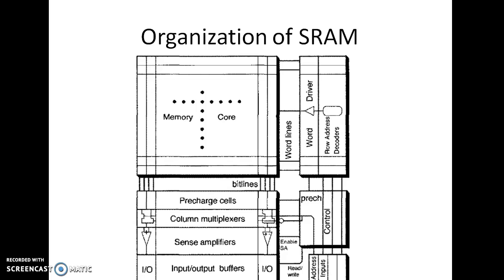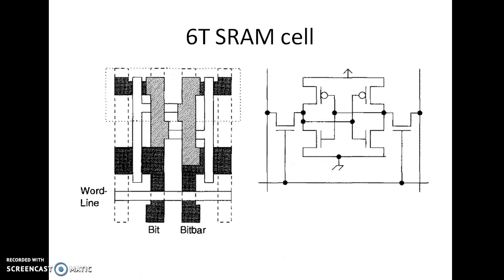So before going to the organization of SRAM, this concludes what the RAM cell is, 6T and 4T, and the advantages of 6T. That's it. Thank you.